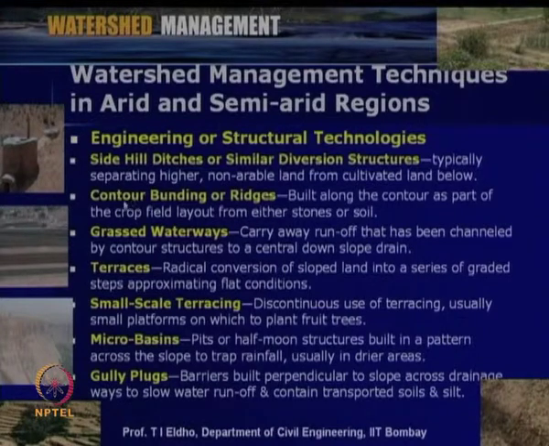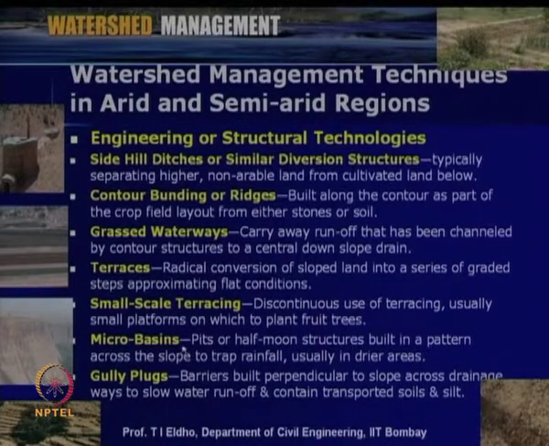Then we can go for contour bunding or ridges, as we discussed as part of watershed management practice. These are built along the contour as part of the crop field. Then grassed waterways, which carry away runoff that has been channeled by contour structures. Then we can go for terraces, the radical conversion of sloping land into a series of graded steps. Then we can go for small-scale terracing depending upon the area.